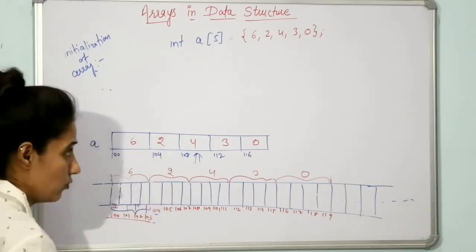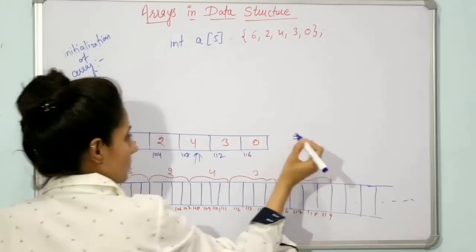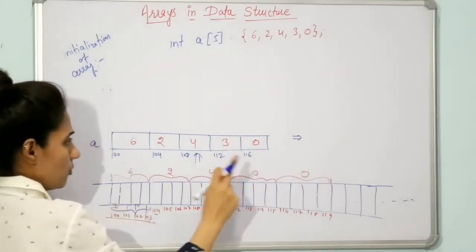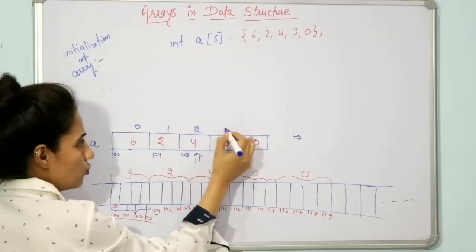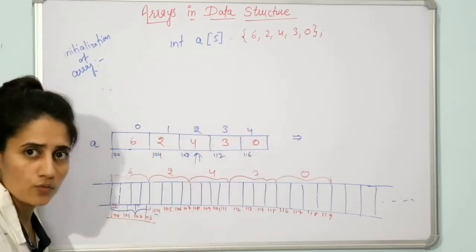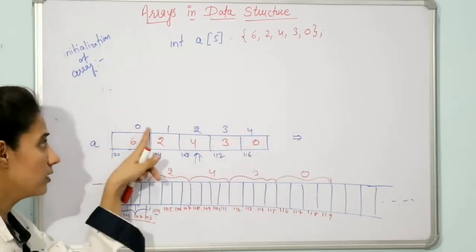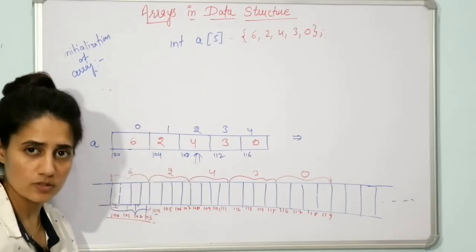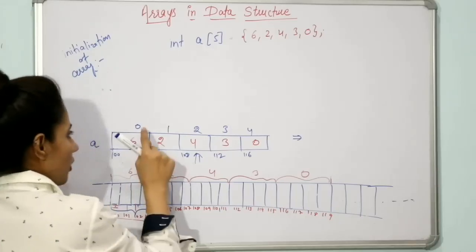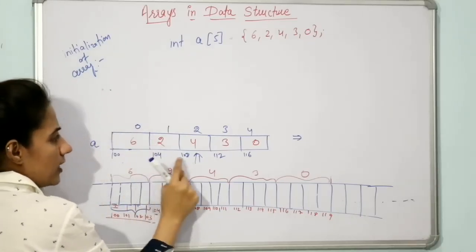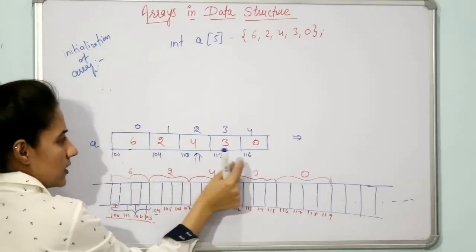How is this address to be calculated? What is the formula? Before going to the formula, let us check the index: this would be 0, 1, 2, 3, 4. We are going to start the index of this array with 0 for simplicity. Somewhere it is also started with 1, that is fine, but here I am going to start with 0. So how can you calculate this address?